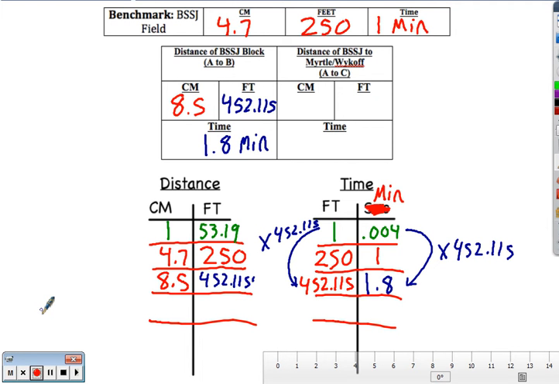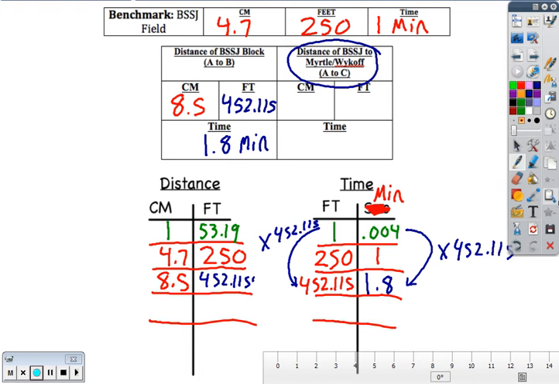Hey, how's it going? So, continuing on from what we've already done in map 1, we've already established that the block is about 452 feet in distance, and in time, it'll take you about 1.8 minutes, or around 2 minutes, to walk it. Now we're going to spend some time focusing on the distance of BSSJ to Myrtle Wyckoff, or A to C.